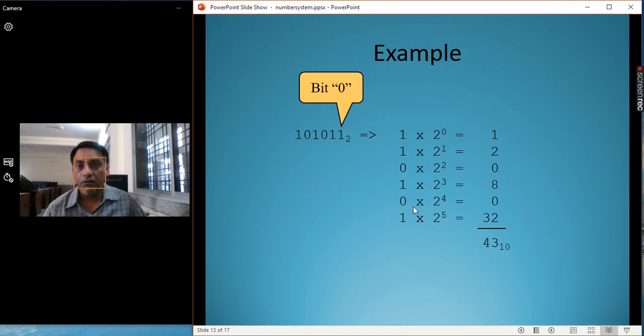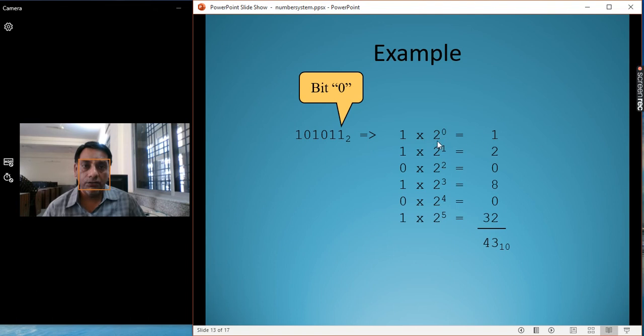You can see one example, a very simple example. 101011 is a binary number. How do you say it's a binary number system? The representation: this is the base number. You can see here the base is 2, which shows that this is a binary number.